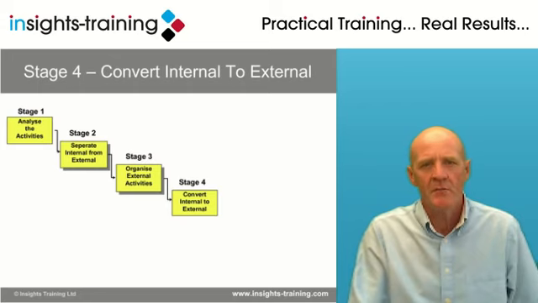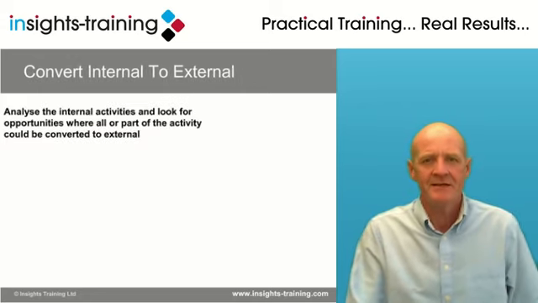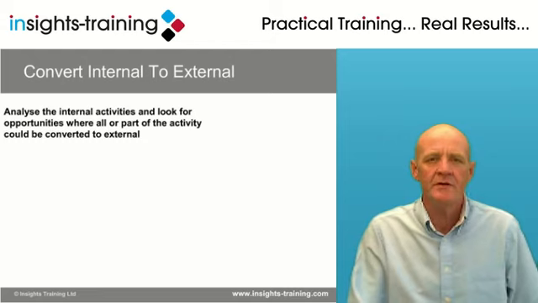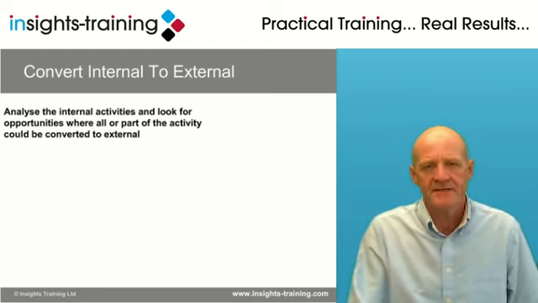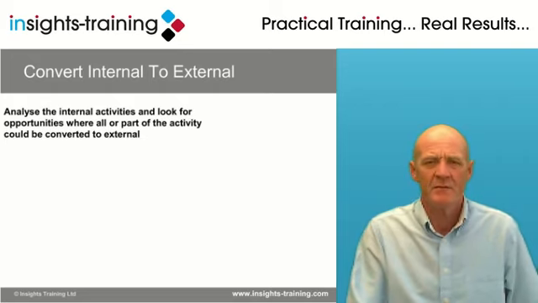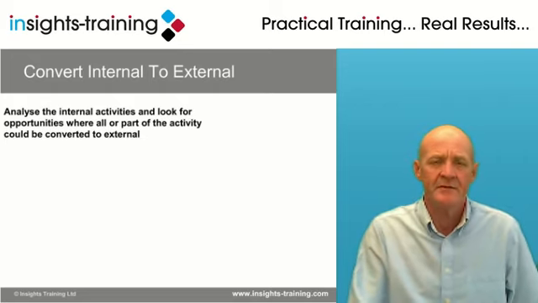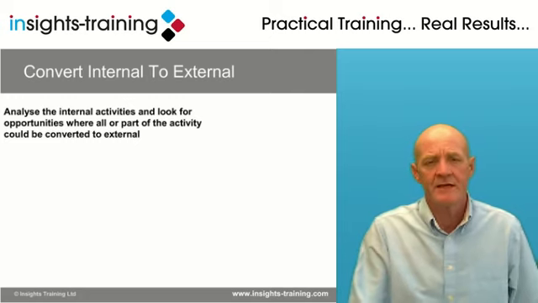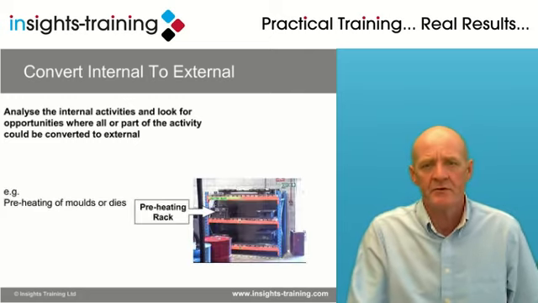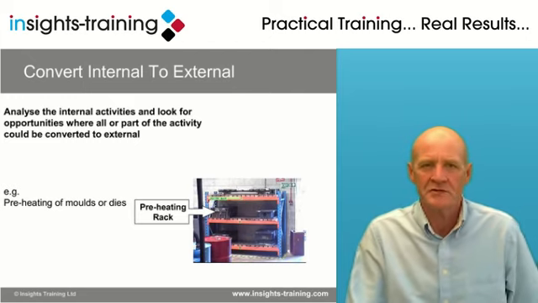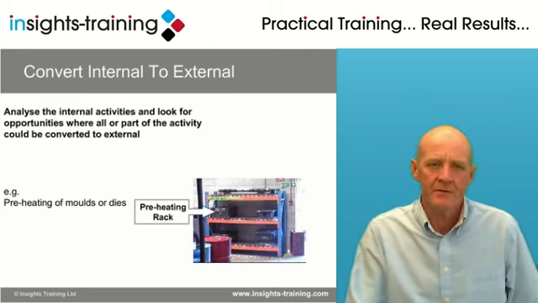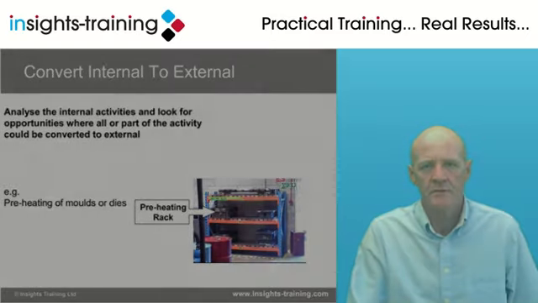Stage 4 is going back to looking at the internal activities and seeing if there's anything we can do to convert some of that time to external time. Some simple examples are thinking again about moulding tools, or indeed any kind of heated tooling. It's useful to have a preheating rack so that you can bring the temperature of the tool up so it goes on the machine warm, reducing the length of time needed to get it up to temperature, thereby reducing the overall stop time. Other things you can use are things like duplicate tooling.